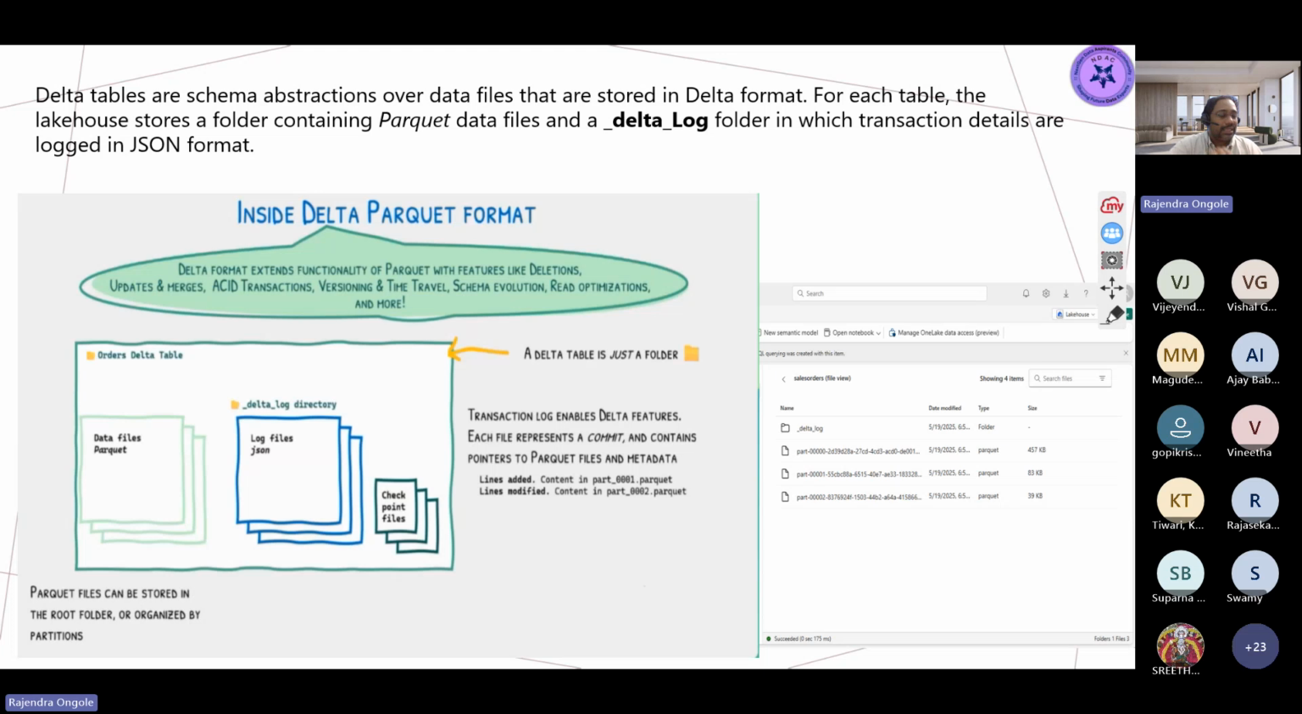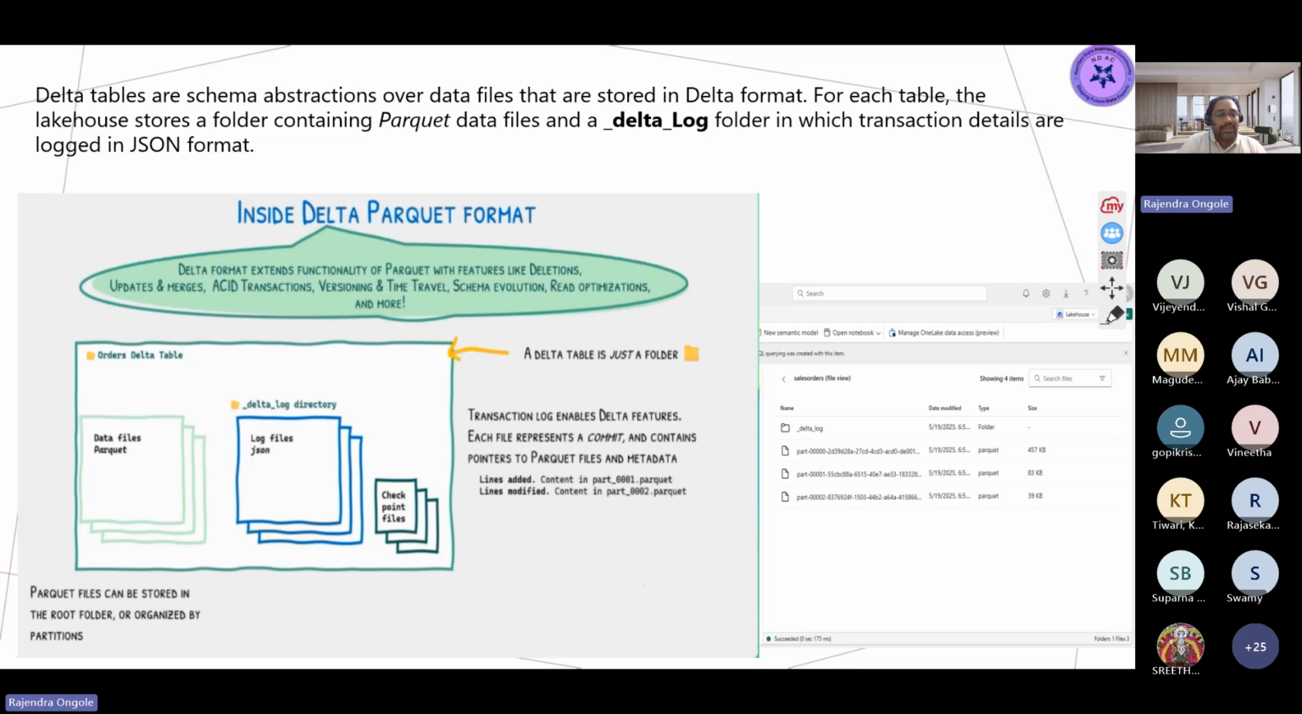A Delta table is just like a folder. Inside the folder you can see the different data Parquet files. The data is stored in the form of Parquet, and in the backend there are also the _delta_log files, along with checkpoints. If there is any failure, the checkpoint files let you continue from the next line of record or the next line of code. So you can see the complete structure here.